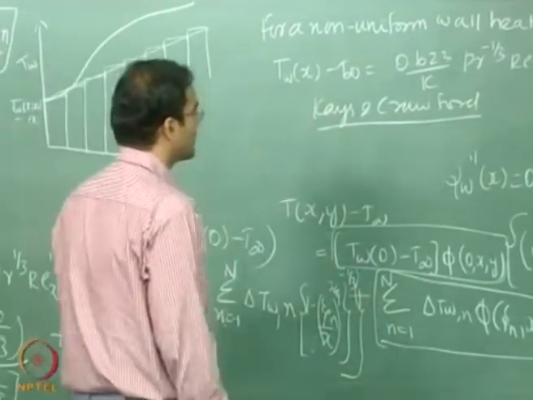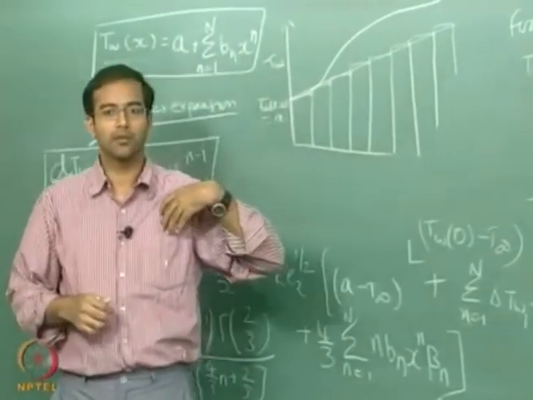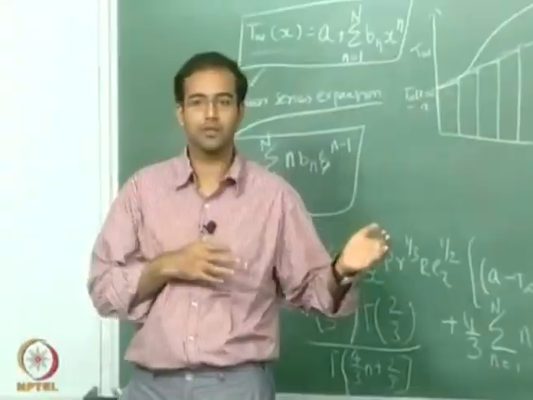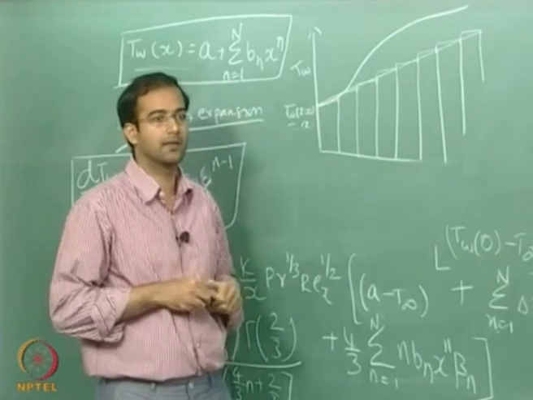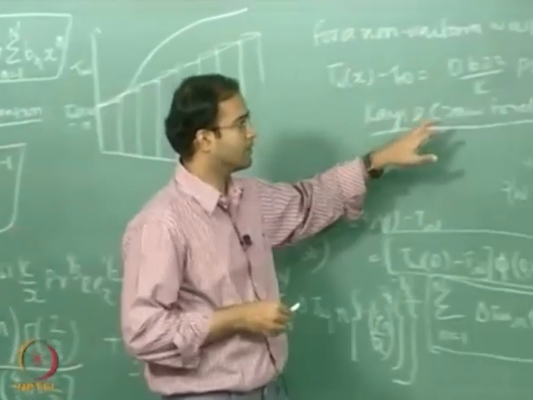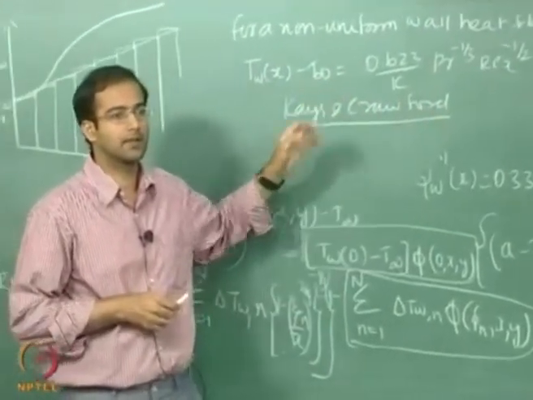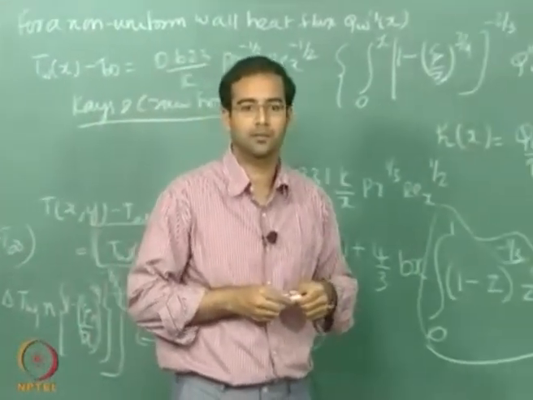Anyway, this is beyond the scope of this course, but you should understand that you can do either of these when using the approximate solutions. Given a non-uniform wall temperature, how do you calculate the variation in the wall heat flux, or given a non-uniform wall heat flux, how can you calculate the variation in the wall temperature? So both are possible by using the approximate methods.